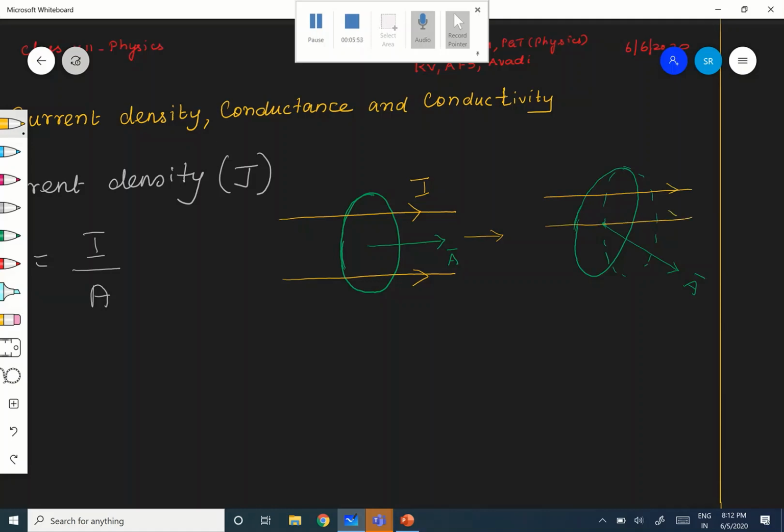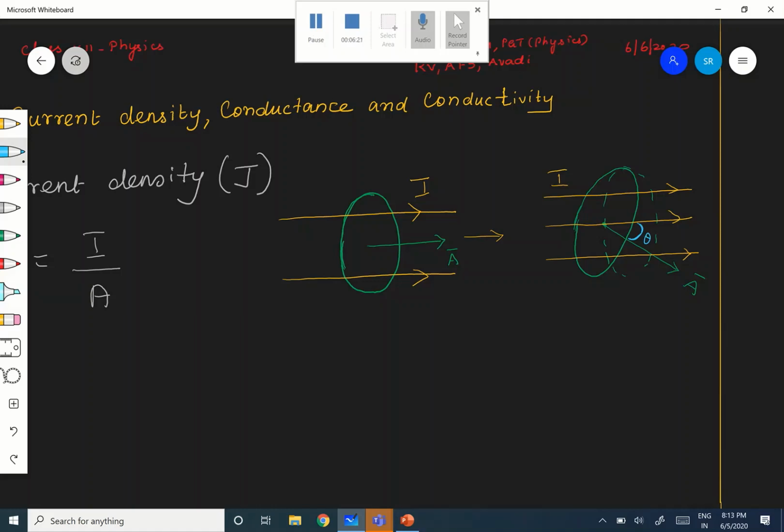Current direction is like this. Okay, hope you are following, children. Now, what is the angle between the current and the area vector? Let it be theta. What is the component of area here?